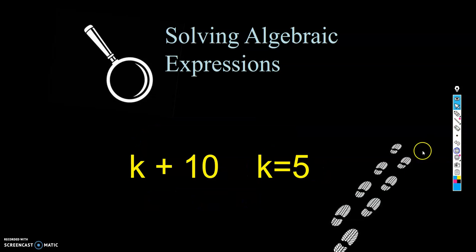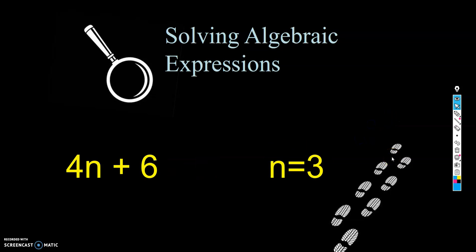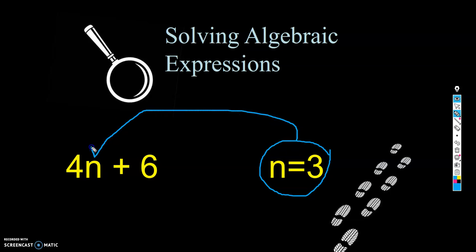Okay, let's try one more. So here it's telling me that the value of n is 3. I am going to substitute. So if I am gone from school, I will have a substitute who takes my place. This 3 is substituting in for the variable n.